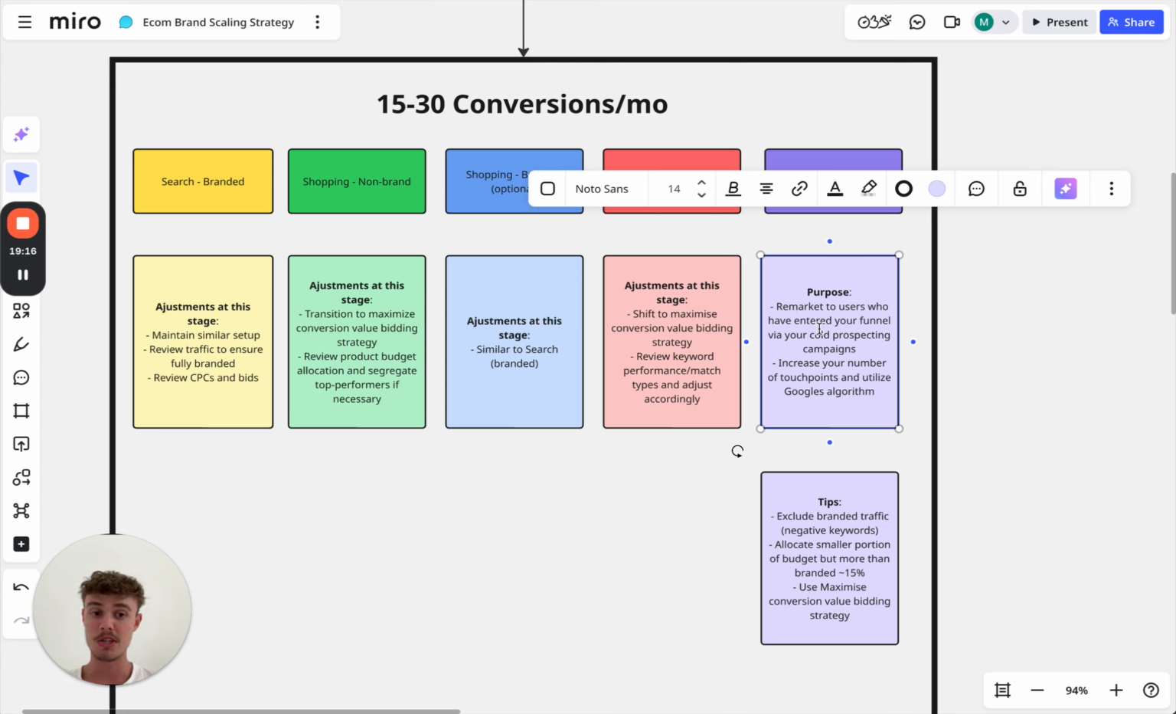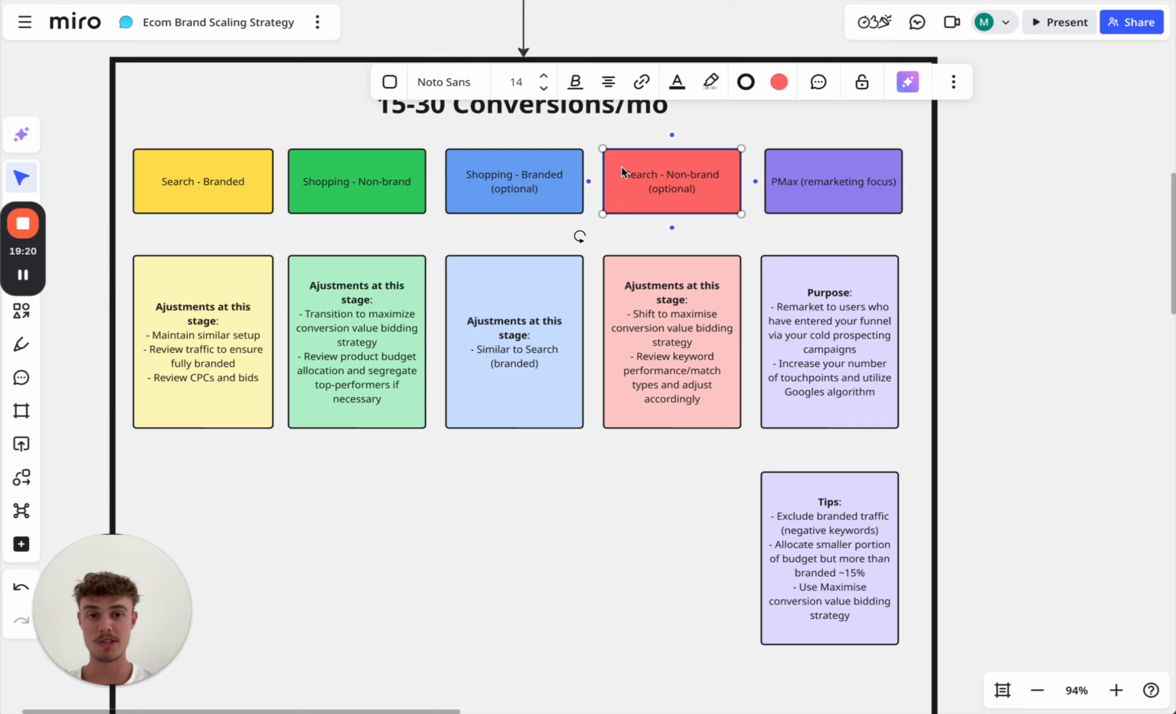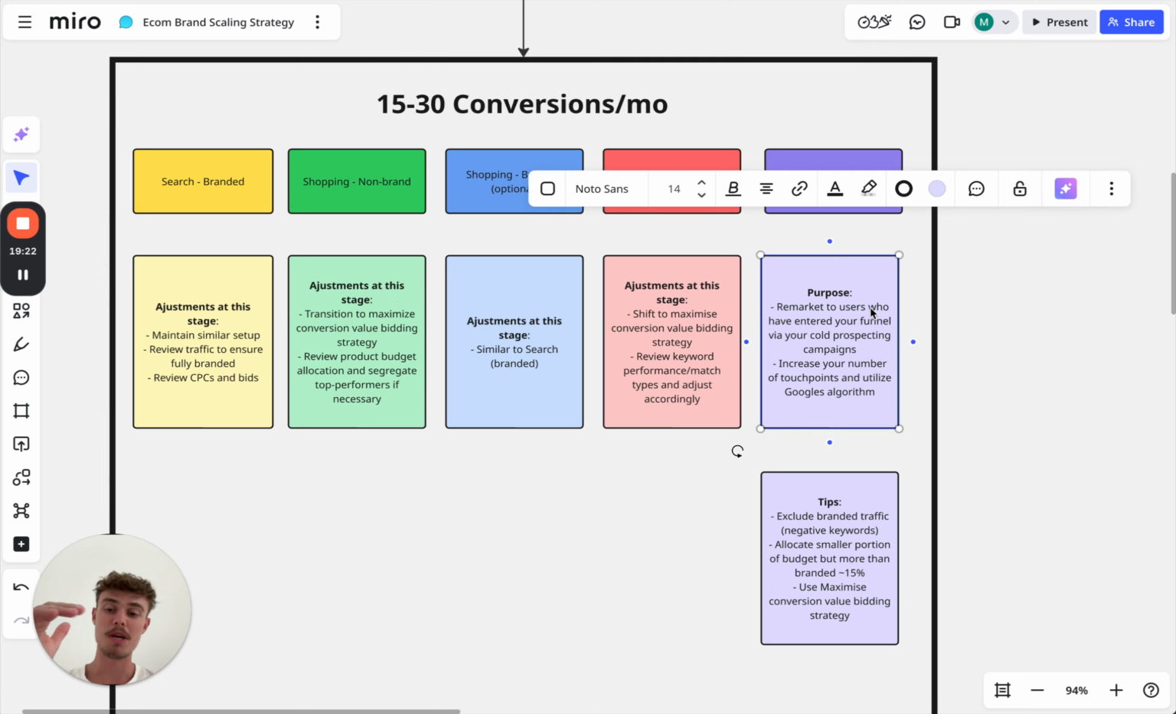The main purpose of the PMAX campaigns at this point in the account should really be to remarket to users who have entered your funnel via your cold prospecting campaigns. So you have your non-brand shopping and your non-brand search where your users come in, and then you have the PMAX that follows them up, remarkets to them over time. And this is going to be the main purpose of the campaign at this stage in the account. Now, this also allows you to increase your number of touch points and utilize Google's algorithm, right?